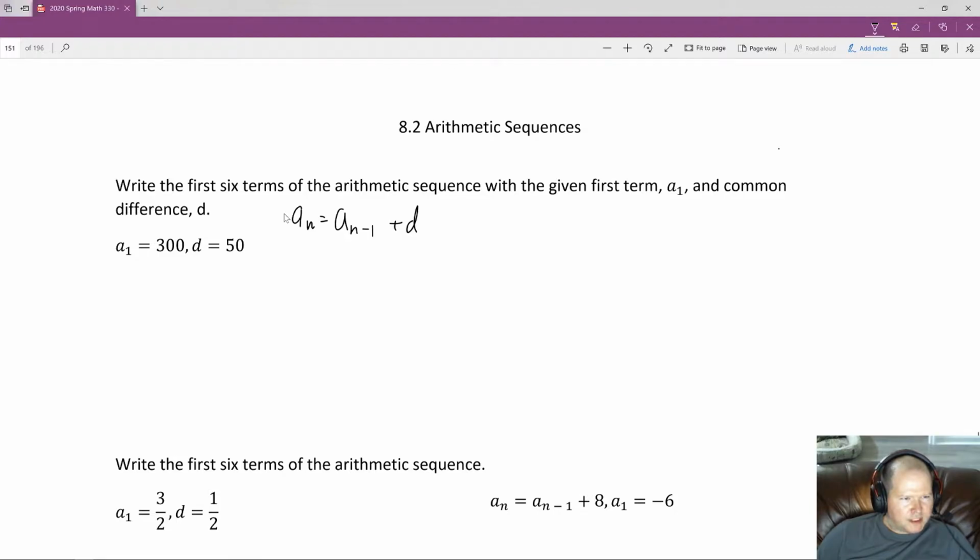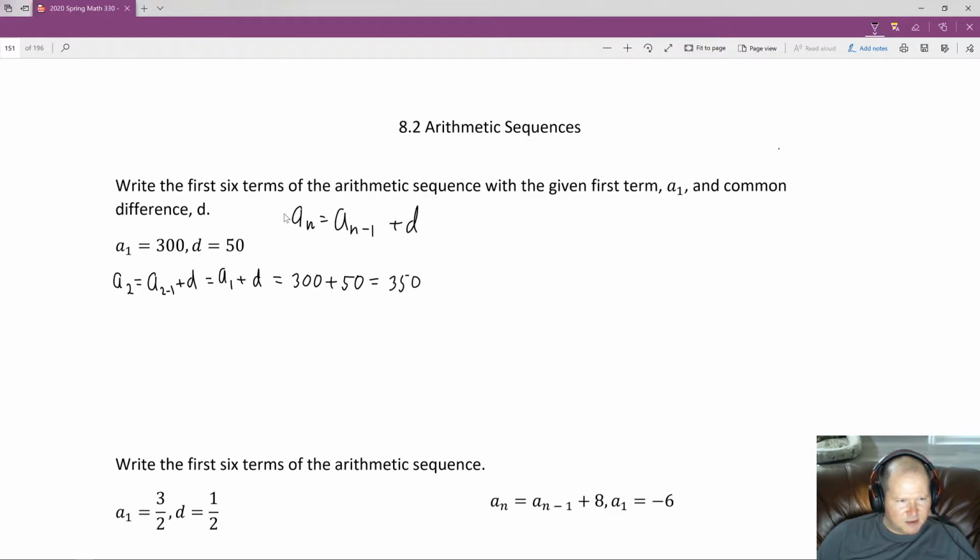So we're going to take the first one. We already have the first one, which is a1. We're going to look for a2. Well, a2 is equal to a_(2-1) plus d, which is a1 plus d, right? Okay, so in this case, we're simply going to plug in 300 plus d, which is 50. So 300 plus 50 is 350.